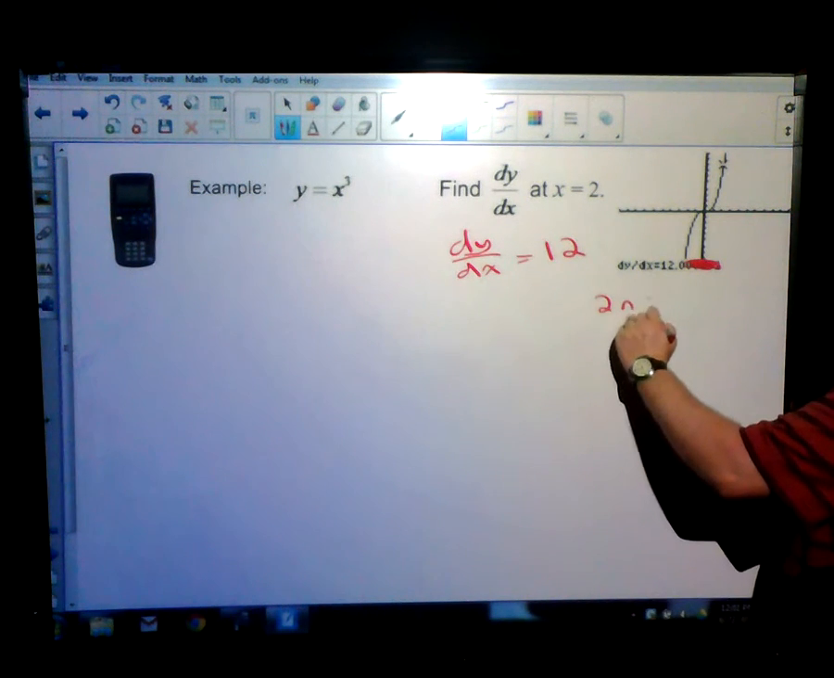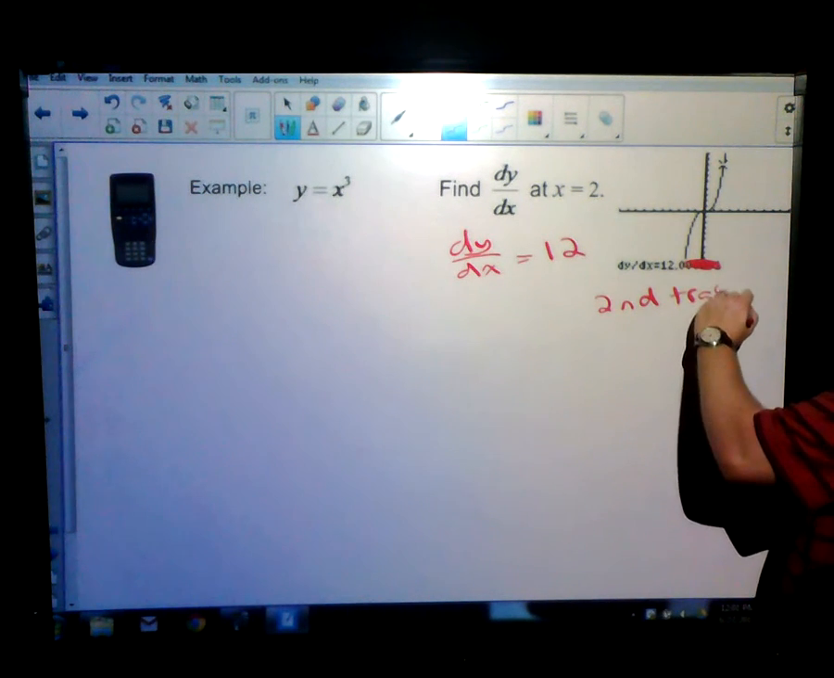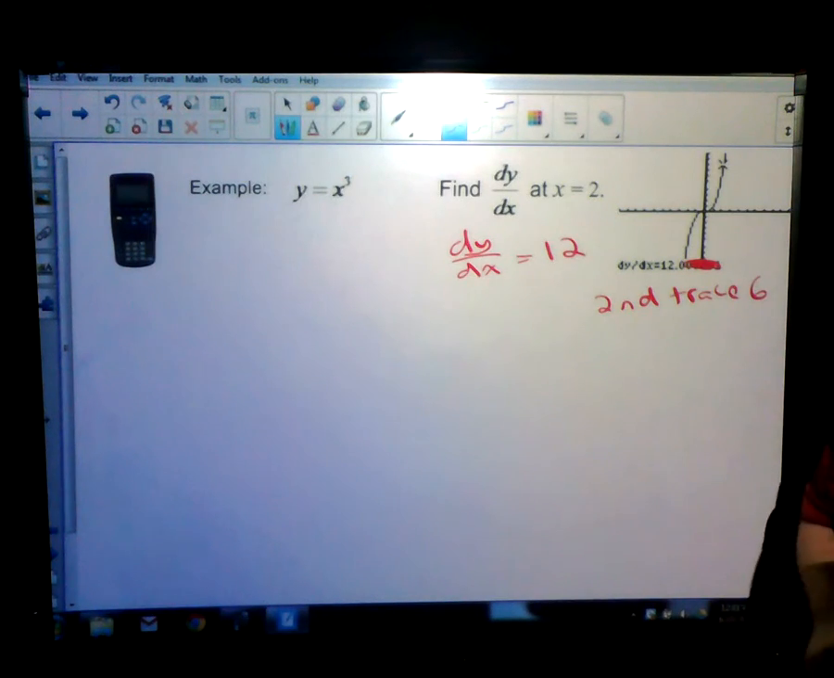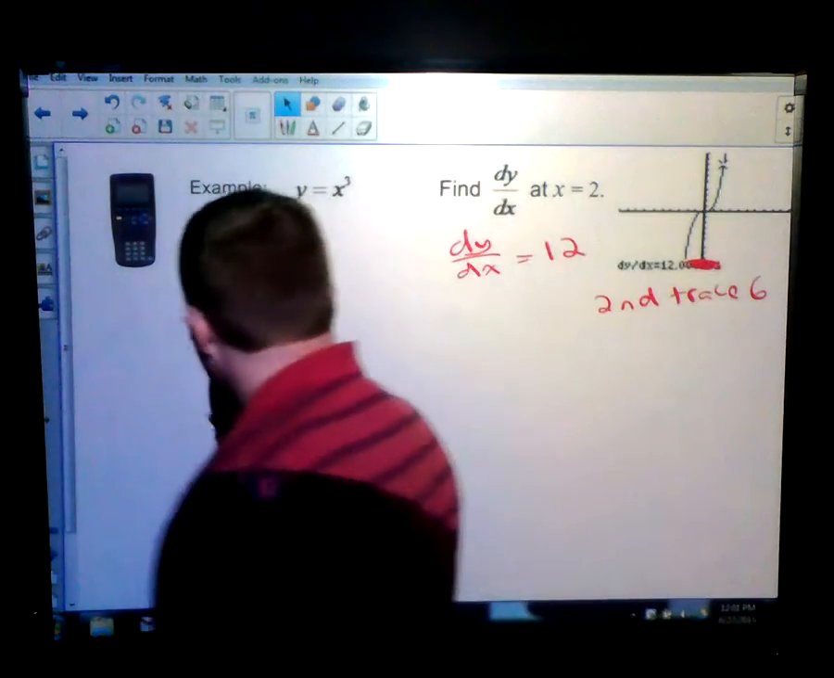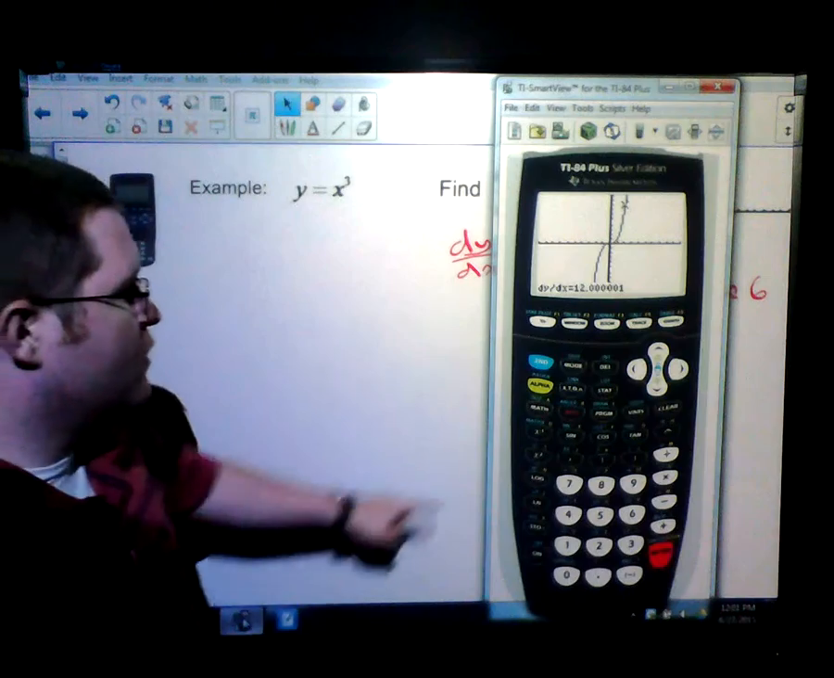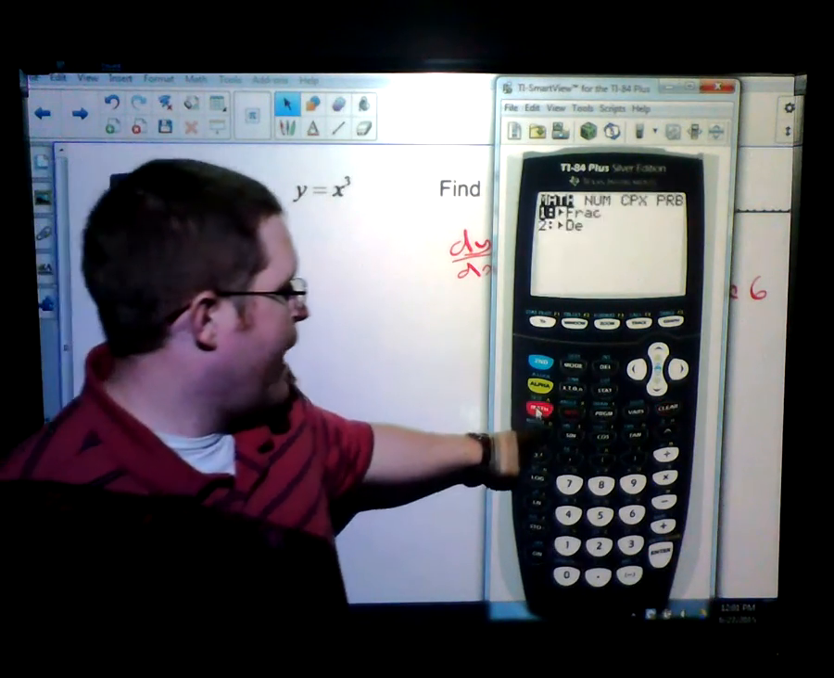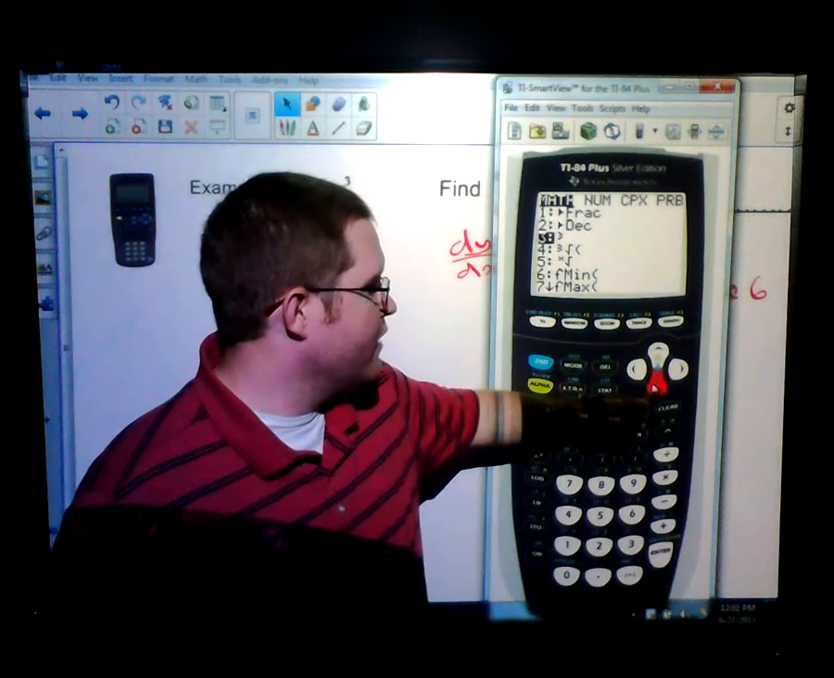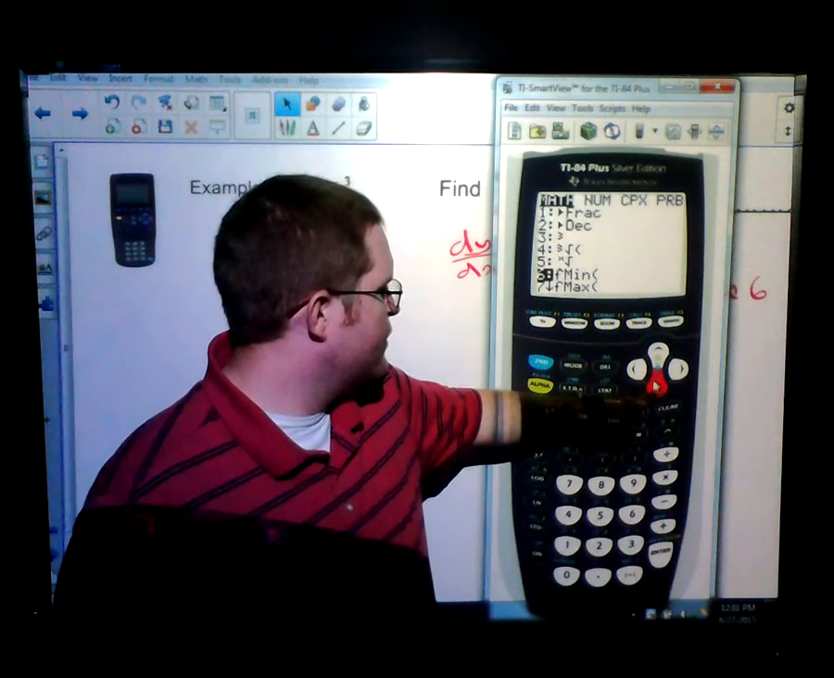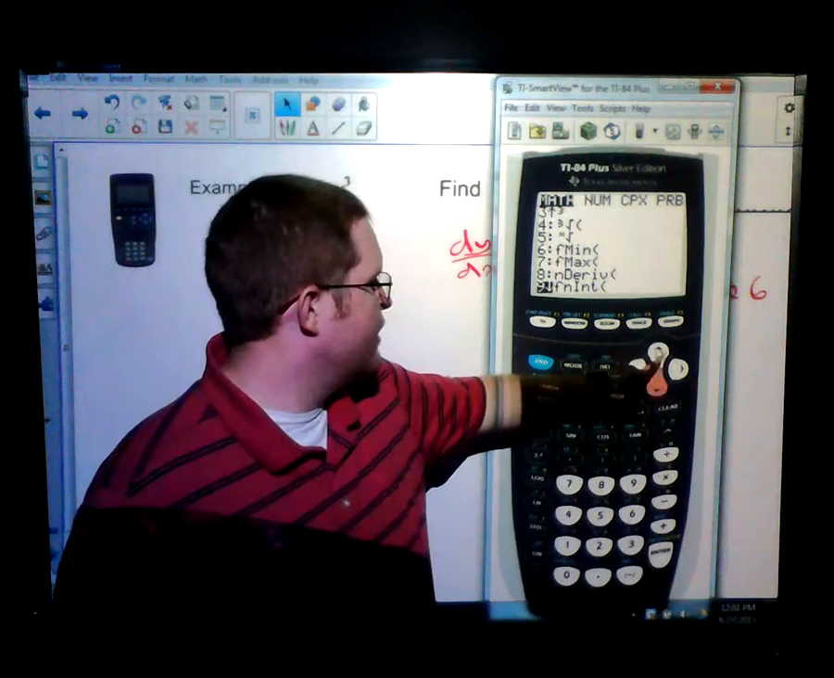This is the second trace 6 way, and it's the way that I'm going to do in class. But let's do the other way so you've at least seen it once. Go to y equals, math, down to nderiv, which I think is number 8. Yeah, it's nderiv.